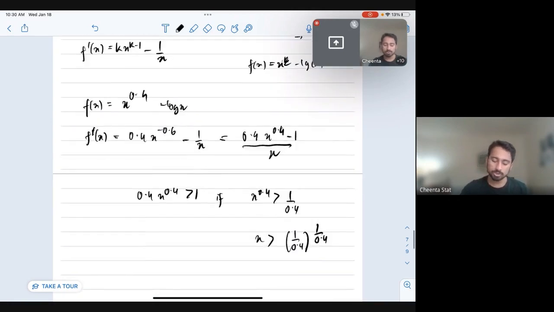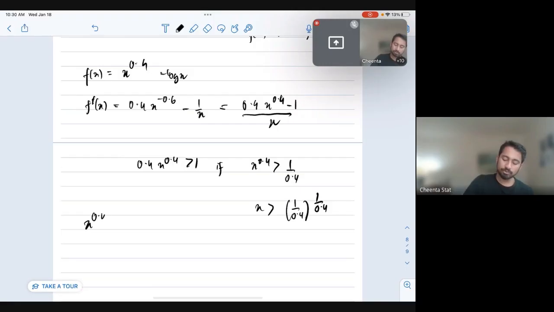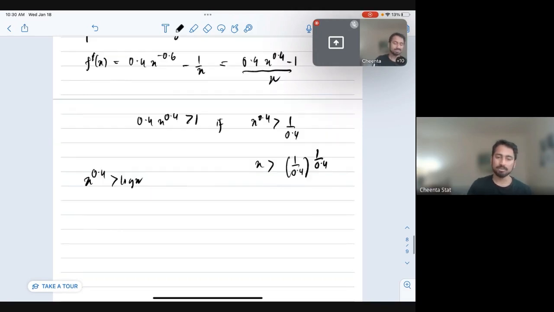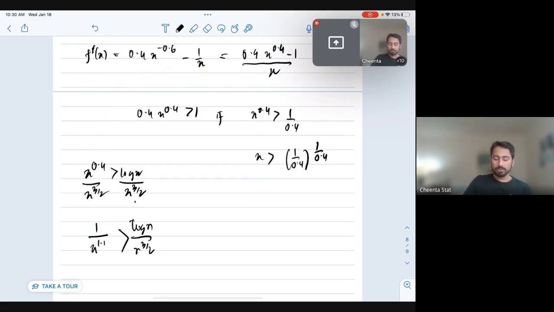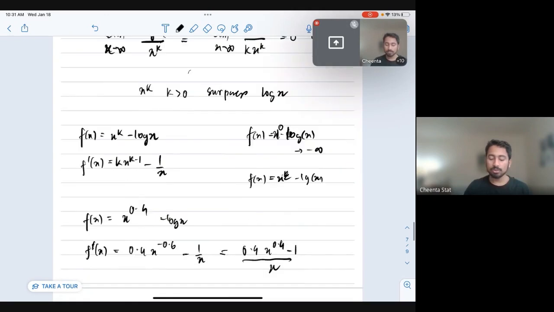So therefore, you can show that x to the power 0.4 is greater than log x by this method. And therefore, 1 by log x is greater than this. Sorry. Therefore, x to the power 3 by 2 greater than this. So therefore, you can show that log n by n to the power 3 by 2 is less than 1 by, so it's 1.5, so it's x to the power 1.1. And you know that summation of this exists, right? It's integrable. Right? All of you understood this, yes or no? It's all about understanding how log behaves.